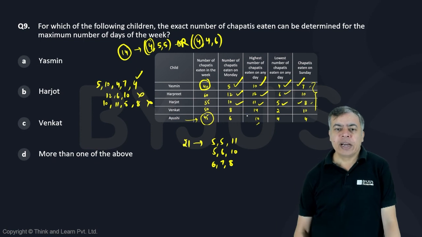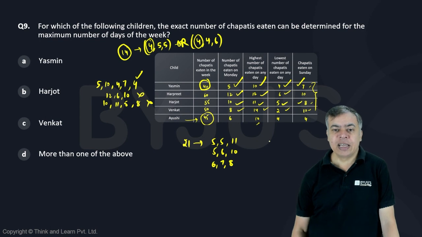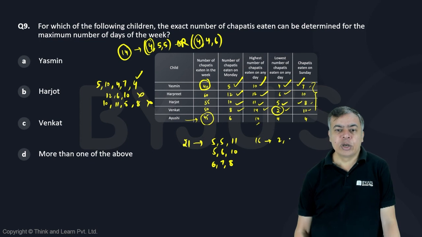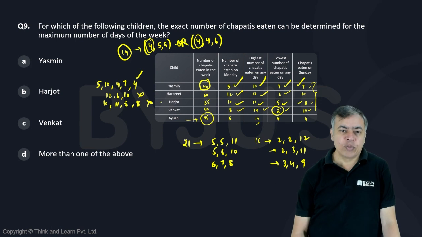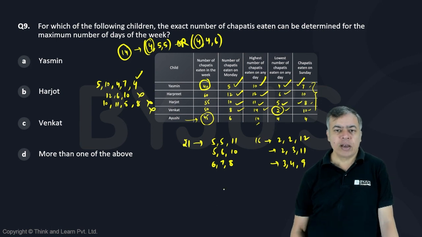So similarly for Venkat, if I see, right, 8, 14, 2 and 10. So the total is, right, 10, 10, 20, 30, 34. So remaining is 16, right? Remaining 16 with 3 days left, but the minimum is 2, right? 3 days left. So it can be 2, 2, right? 2, 2, 4 and 12. It may be 2, 3, 5 and 11. It may be 3, 4, 7 and 9. So there are multiple possibilities where there is nothing confirmed. So Venkat also you cannot have more than 4.